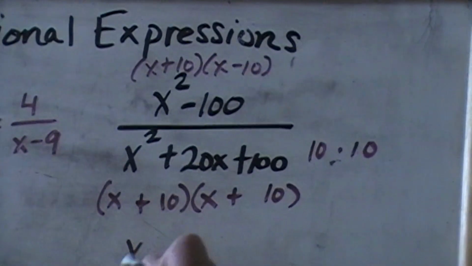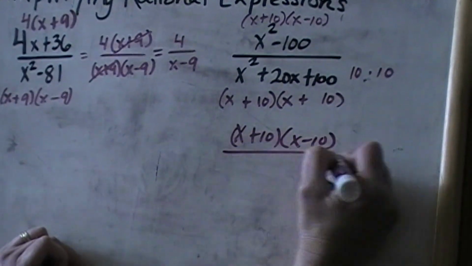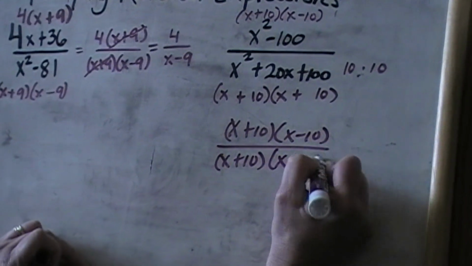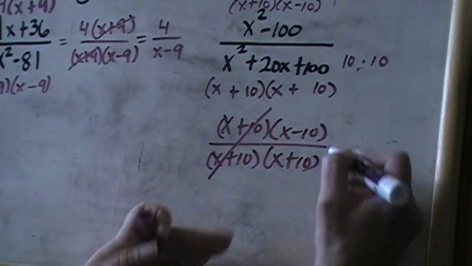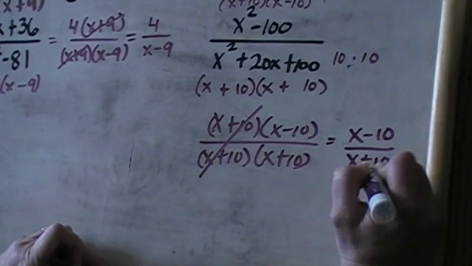Now we have x plus 10 times x minus 10 in the numerator, and in the denominator we have x plus 10 times x plus 10. Again, we have a common factor. We will cancel that out. This is what we're left with. The answer is x minus 10 over x plus 10.